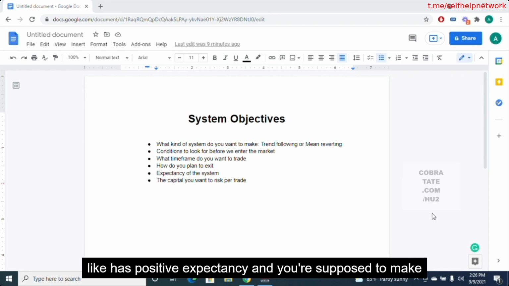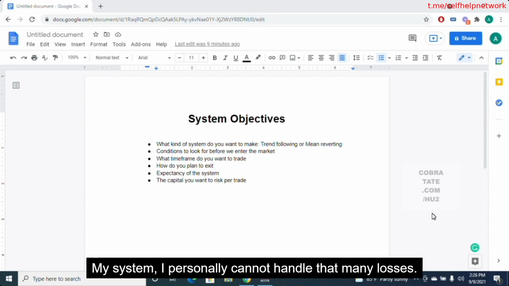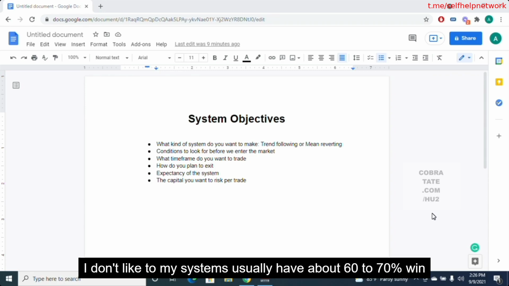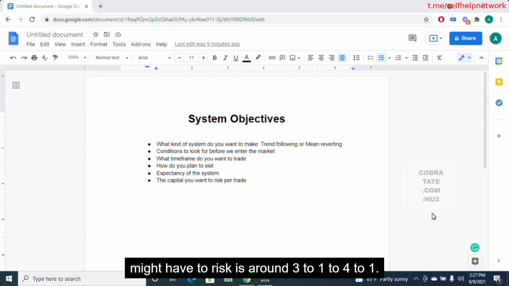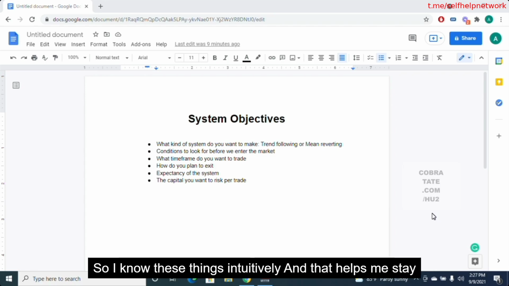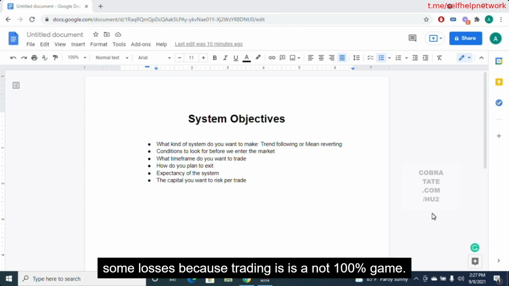So that's why the expectancy of the system is important, because once you know that your system has positive expectancy and you're supposed to make profits over 1,000 trades, you will be a lot more confident and you will stick with it. My system, I personally cannot handle that many losses, or I don't like to. My systems usually have about 60 to 70% win rates. My day trading system is slightly lower, but in that case my reward to risk is around 3 to 1 to 4 to 1. So I know these things intuitively, and that helps me stay confident in my system even during periods when I'm having some losses.